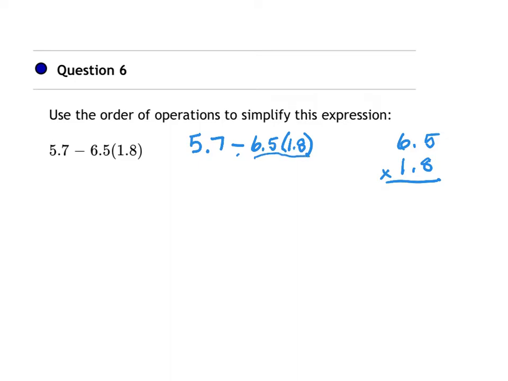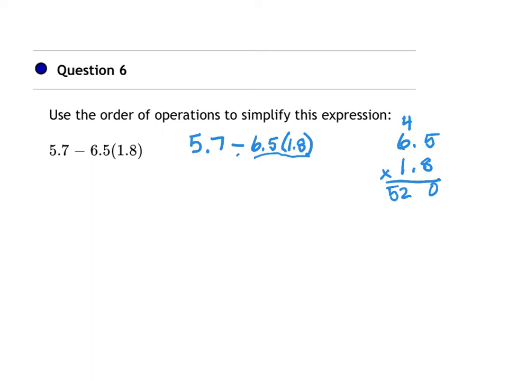multiplication. Now, ideally you have a calculator, but let me show you how to do this if you don't have a calculator. You multiply the 8 times 5, that's 40, 0 there, carry the 4. 8 times 6 is 48, and add the 4, so that would give you 52.